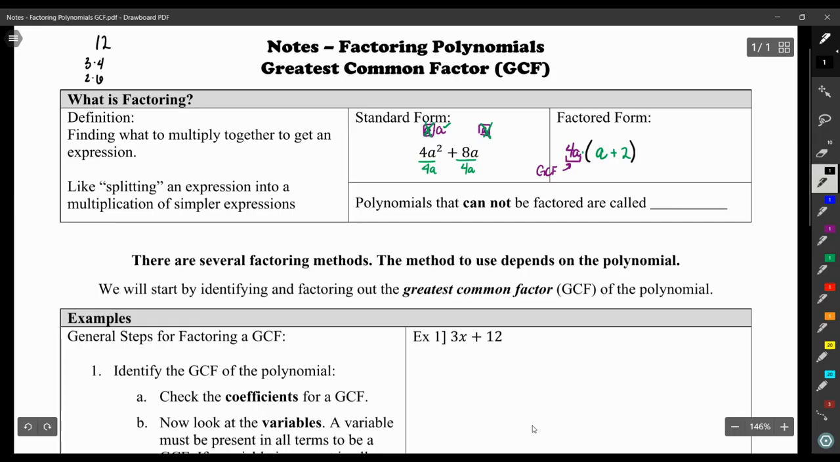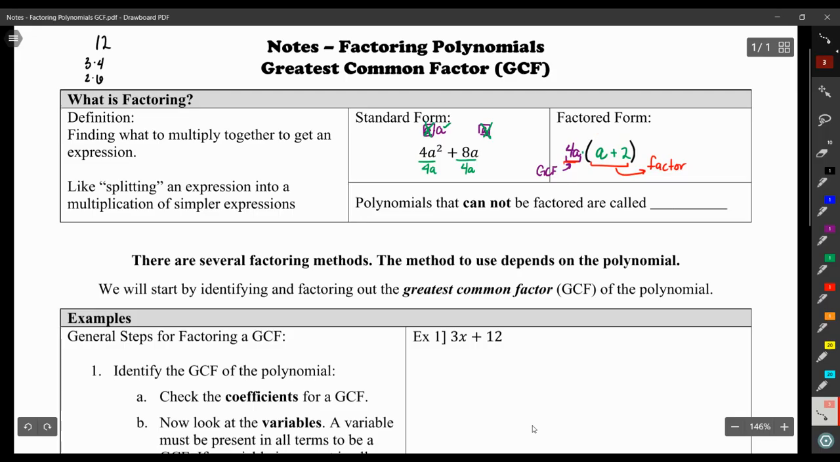So factored form is made up of, in this case, two items: the GCF here and the remaining leftover pieces. But a plus 2 is also a factor of the original expression. If you were to check your answer, you could simply multiply this back together and make sure you ended up back where you started. So 4a times a does in fact make 4a squared. 4a times 2 makes 8a. So these two expressions are equivalent. They're just written in two different forms.